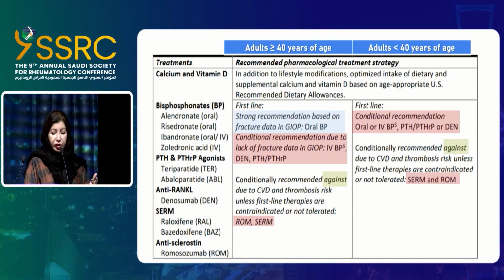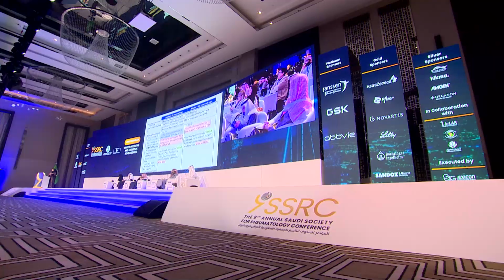So in older patients, first line, strong recommendation for oral bisphosphonate and conditional recommendation for other medications, and against ROMO or SERM. In younger patients, there is no strong recommendation, but it's a conditional recommendation for all medication. And against, again, ROMO and SERM. So just classify it like this, and then look at it like this, because it looks confusing in the beginning. And then you will remember.